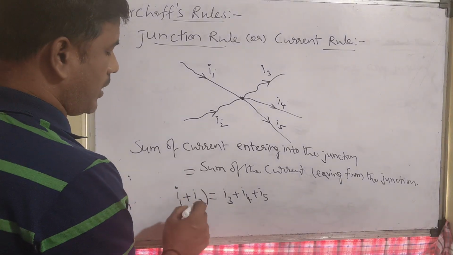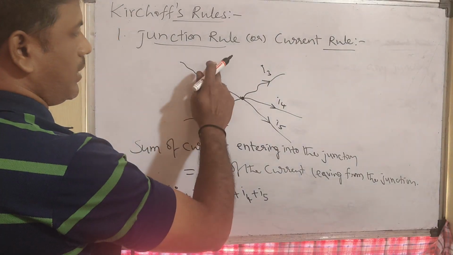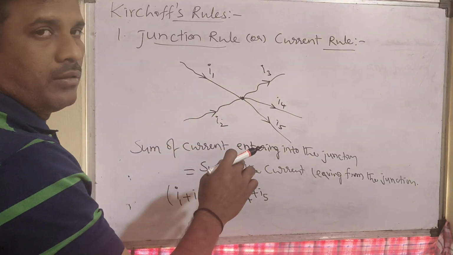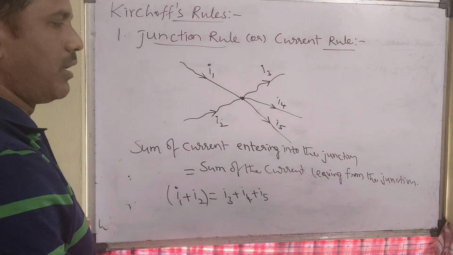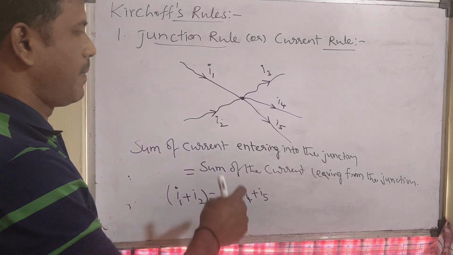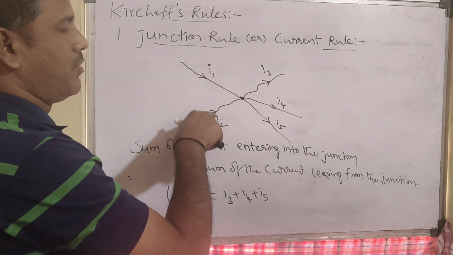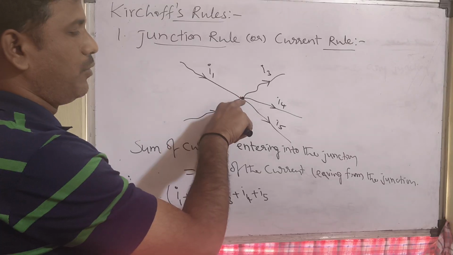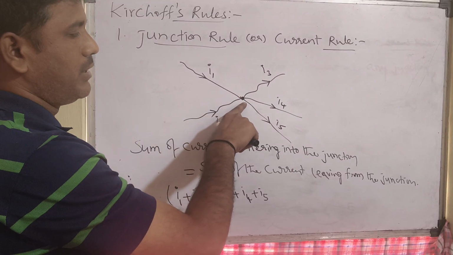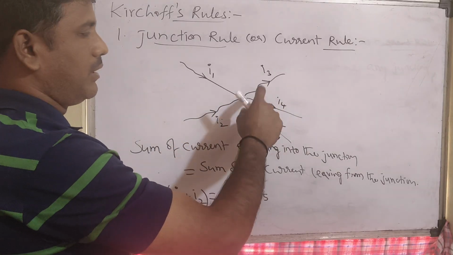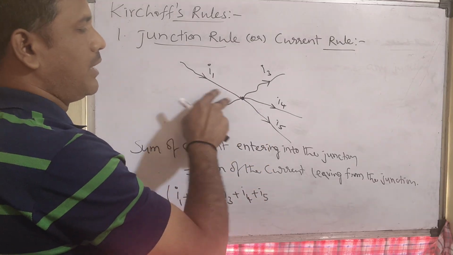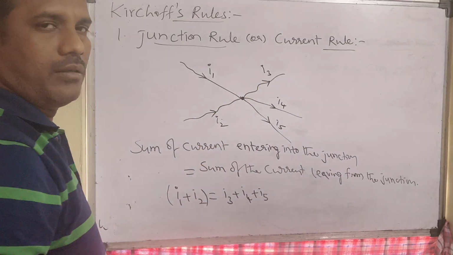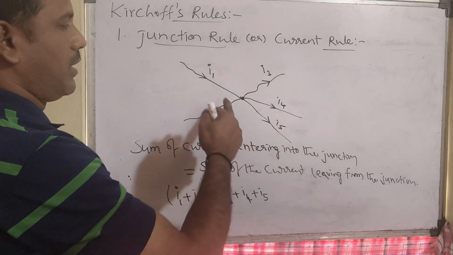How much current is entering? I1 and I2 only, and the same amount of current is leaving. For example, take a water pipe. One inch of water enters the junction, where three pipes are connected. Whatever amount of water enters, the same amount leaves. Current is the same way.